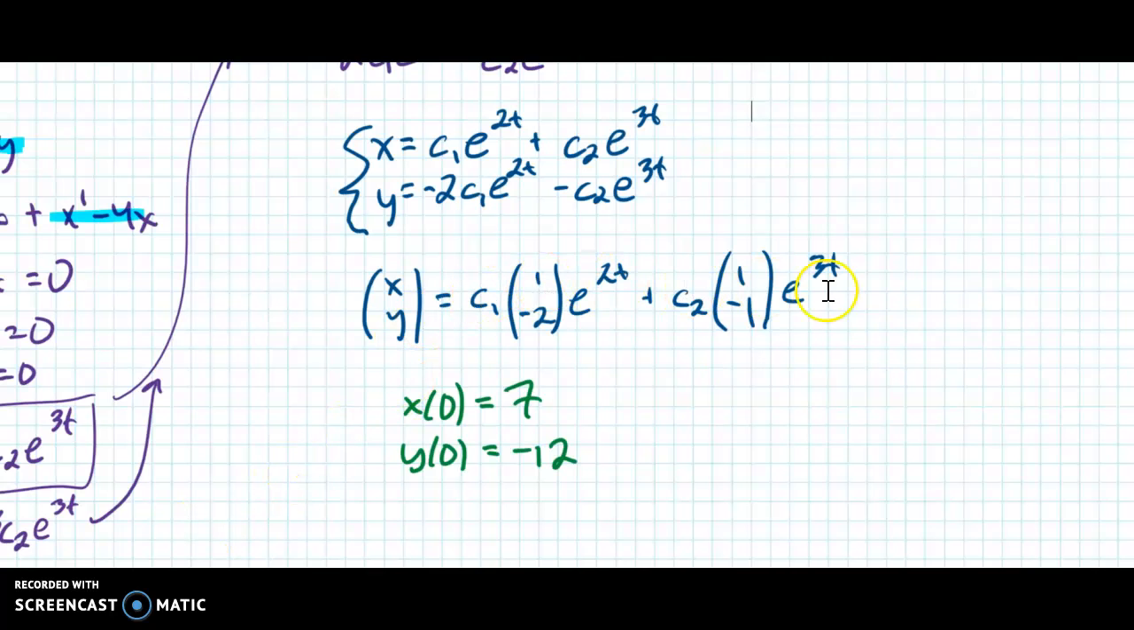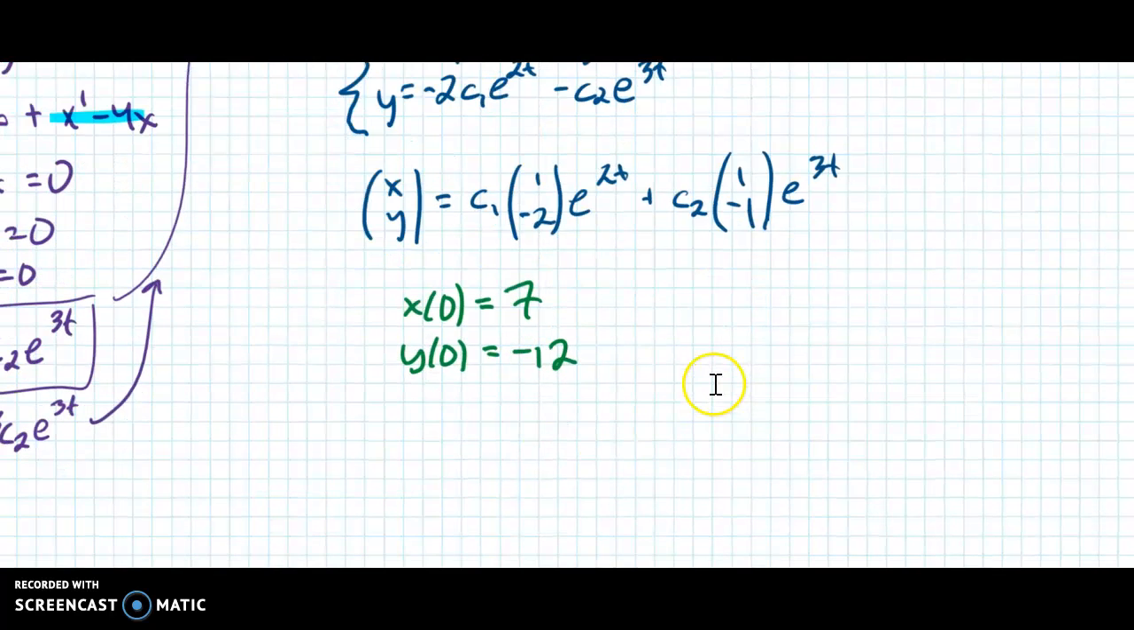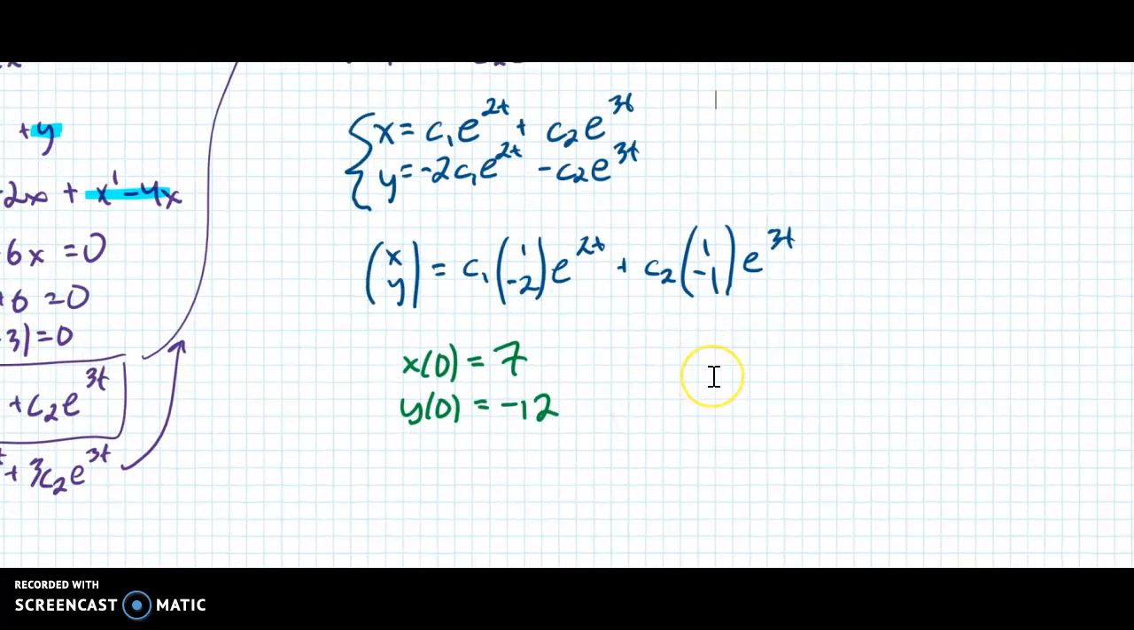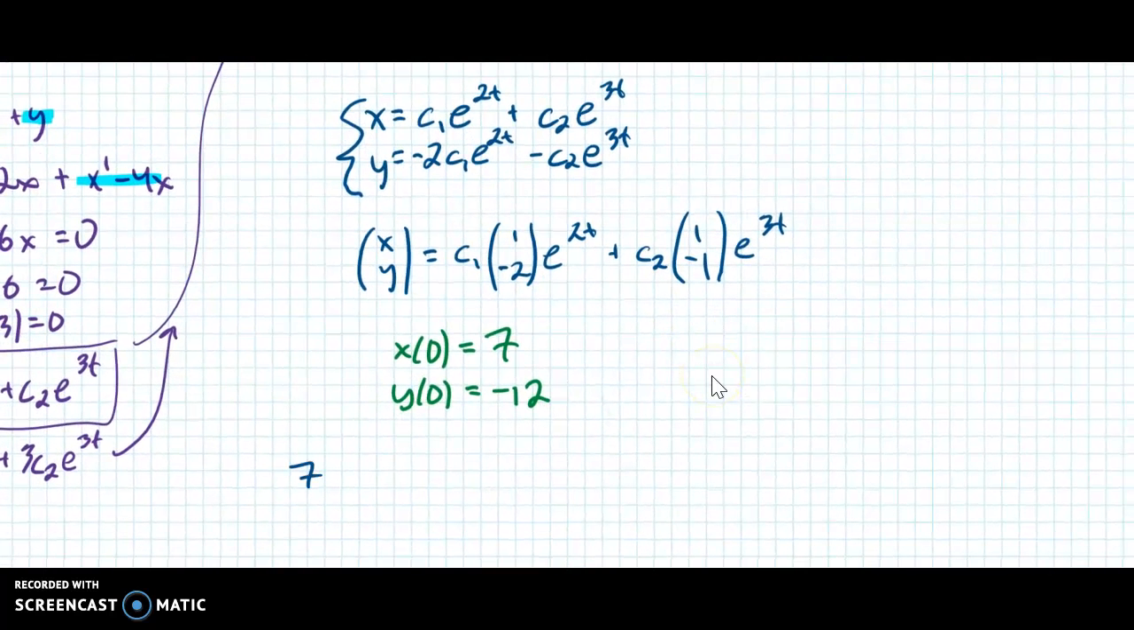We could use this form right here, but for now I'm just going to use this form, and I think you'll see exactly how we do this. So notice x of 0 is 7, and y of 0 is -12. So what I can do is zoom out just a hair, write 7 equals, and then plug in t equals 0 for this equation right here.